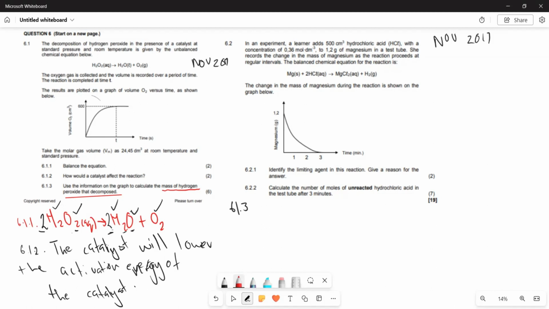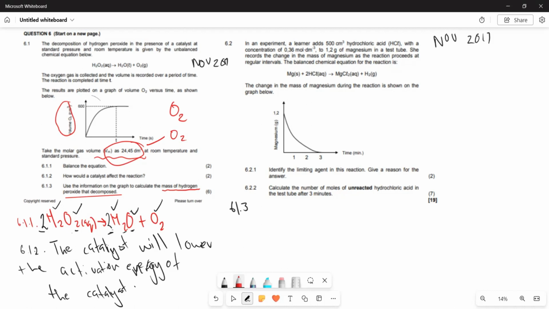If you can come back to this statement, the only thing that you're given, even from this graph, is a volume of what? Of your O2 gas, right? And you are also given the molar volume, also of your O2, right?